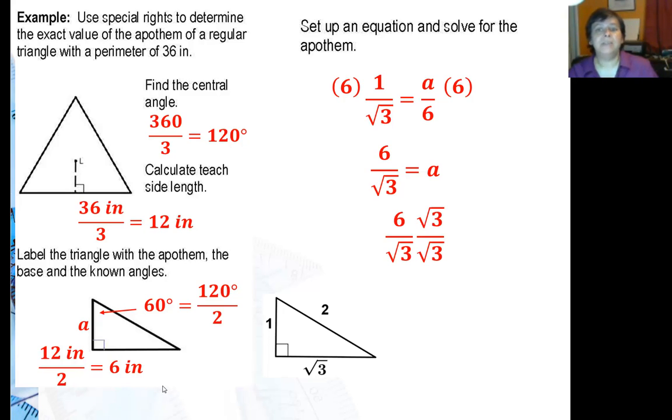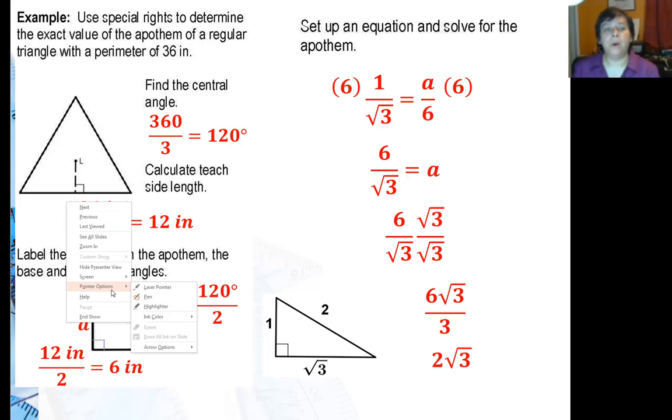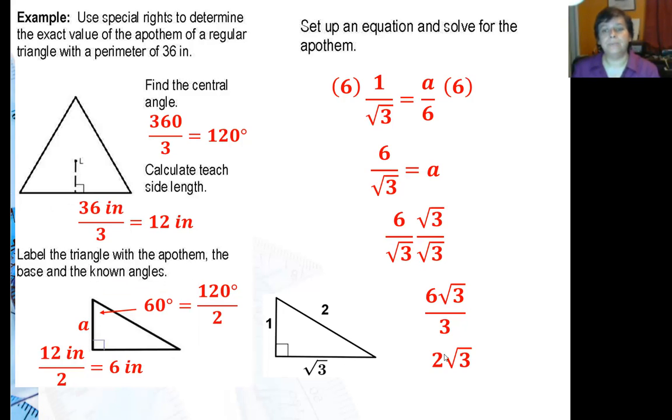So you get 6 over square root of 3. The way you do that is you multiply the numerator and the denominator by the same thing, the square root that's in the denominator. And so I get 6 square root of 3 over square root of 9, which is 3. Oh, that's the same thing as 2 square root of 3. So both of these values are the correct answer, 2 square root of 3 and 6 over square root of 3.